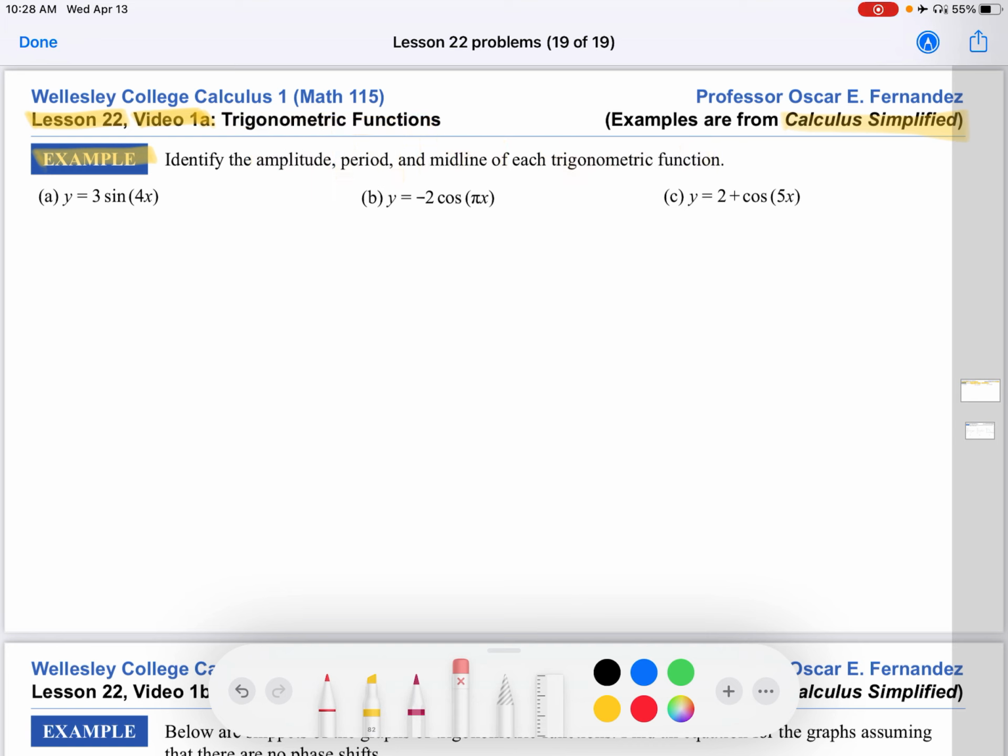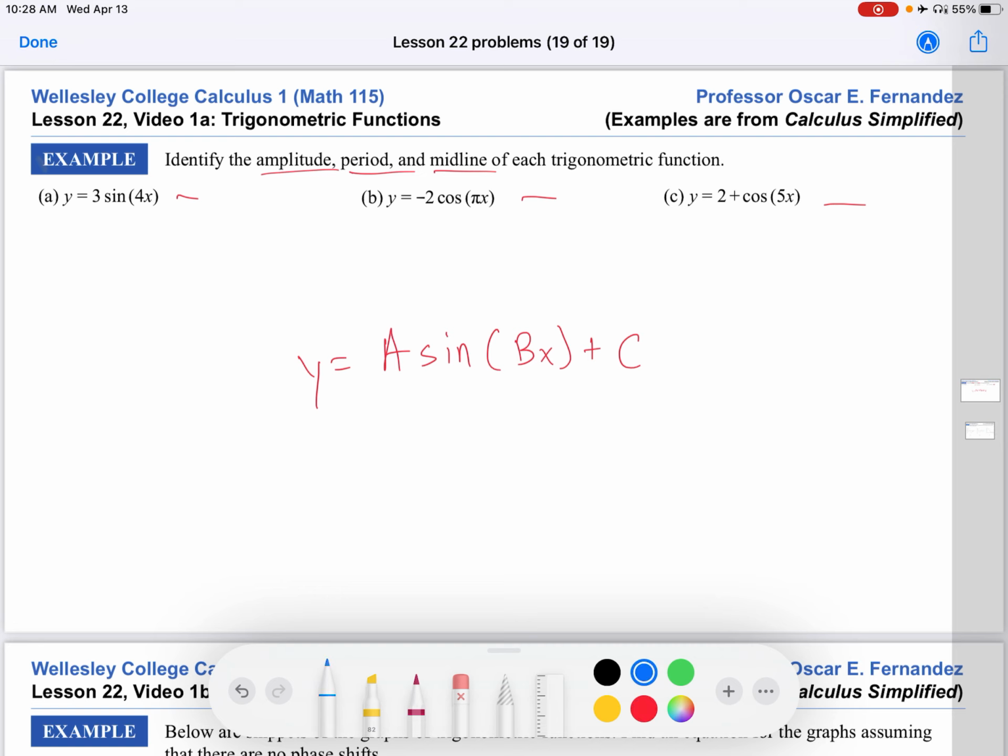So let me just remind you what those three terms mean, and then we will go ahead and do this example where we want to identify those three aspects of these three trig functions. Okay, so here is a run-of-the-mill sine function that you might run into throughout this calculus course and certainly in subsequent math courses. Each one of these numbers means something, and it has an implication for what the graph of this function looks like. So let's go through each one of these numbers.